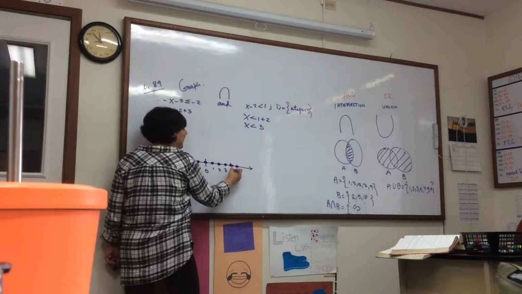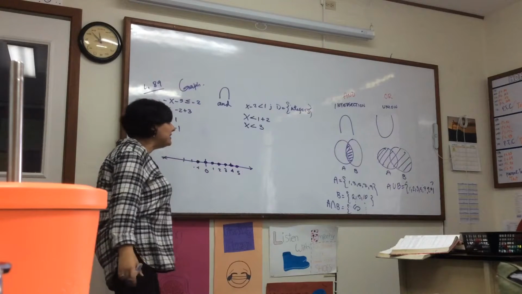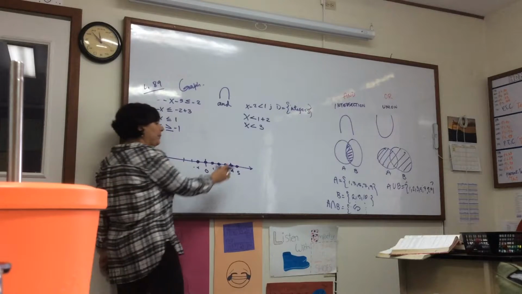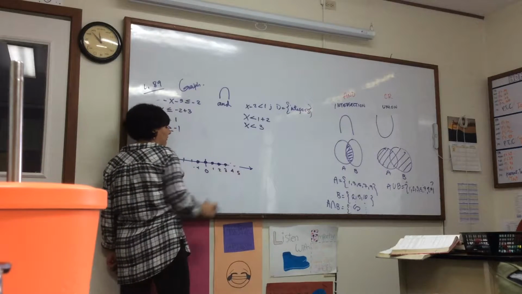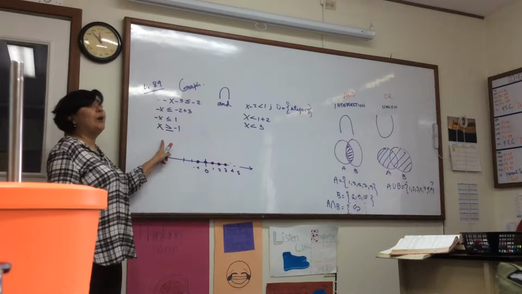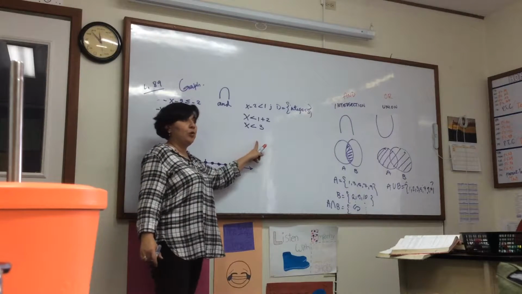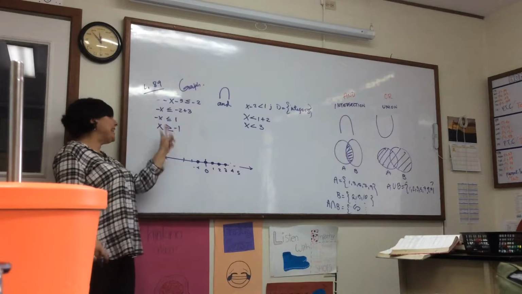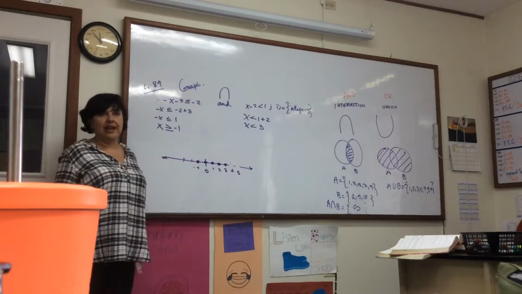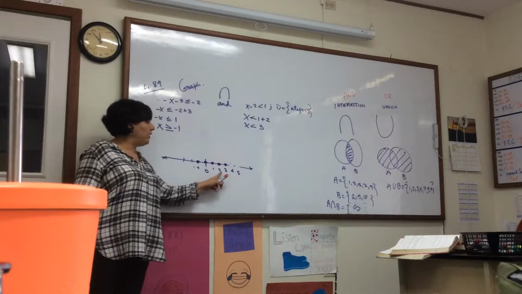Yeah. But then it says, and x is less than 3. So it can't be 4 and 5, nor 3, because it has to make this one true and this one true. So which numbers make this one and this one true? Minus 1, 0, 1, and 2. Exactly. Minus 1, 0, 1, 2, and 3.